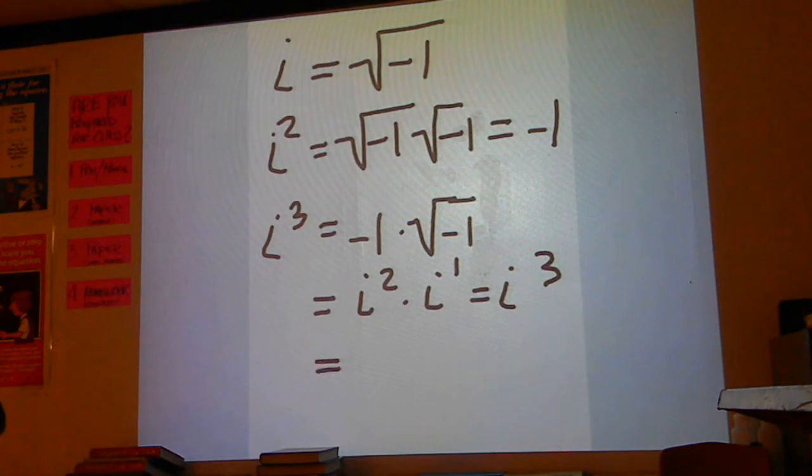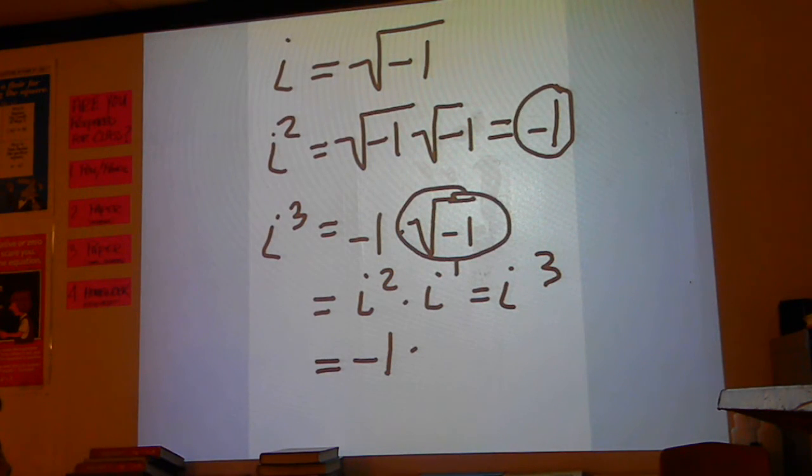But we simplify that by saying I squared, which we already know is -1. We write that down in place of I squared. And then we know we have another I that goes with it, which is the square root of -1. You don't have to write that. You can just write I, which means we're going to be left with -I. This I to the third power would be -I.